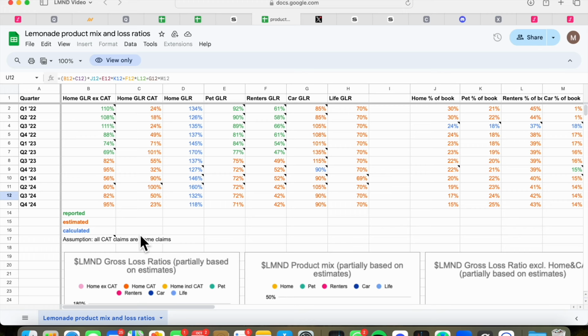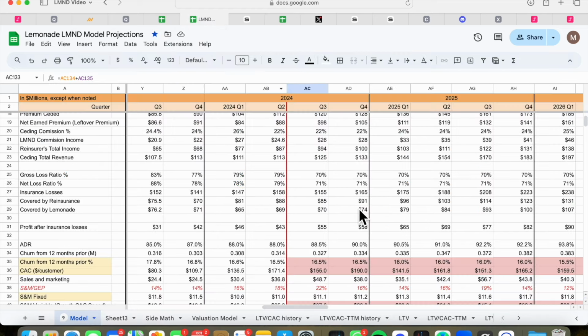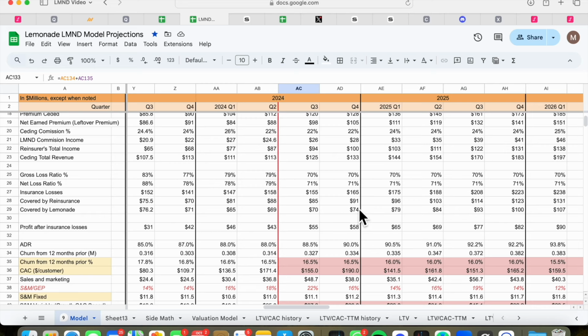And his home catastrophic loss ratio is also showing 50%. So that lines up basically nearly exactly with what I have. We'll see if either of us are correct or not. And then in Q4, I'm just plugging in 70% as the overall result for their loss ratio.